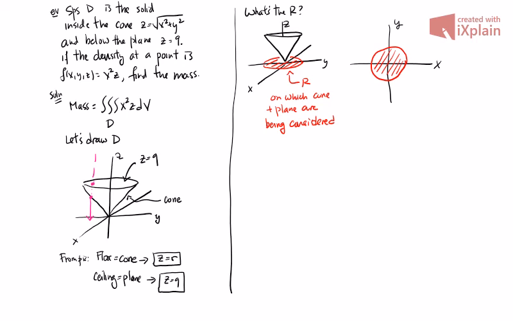Now, you might ask, how big is the radius? Let's think about where the cone meets the plane. The cone meets the plane when 9 equals the square root of x squared plus y squared. So x squared plus y squared equals 81. So the radius is 9. Over on the right, we can make this clear. We can draw a 9 here. That's the radius.